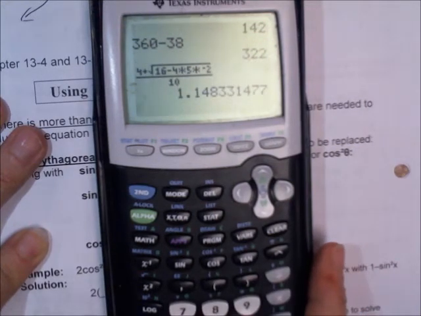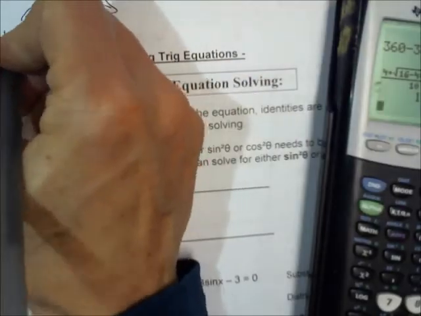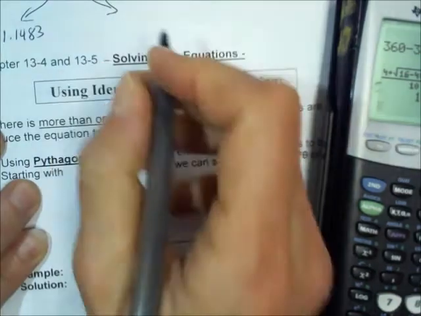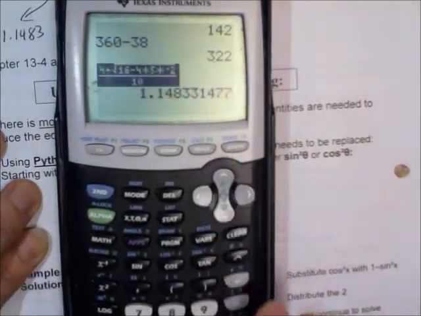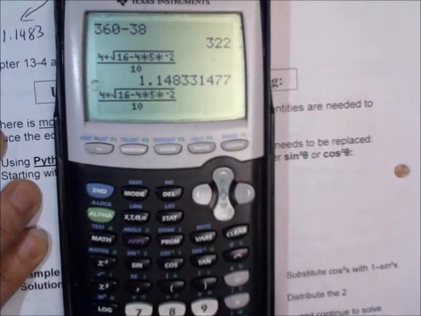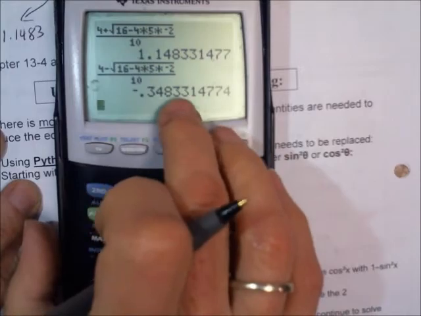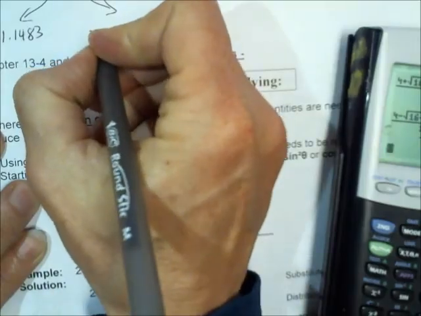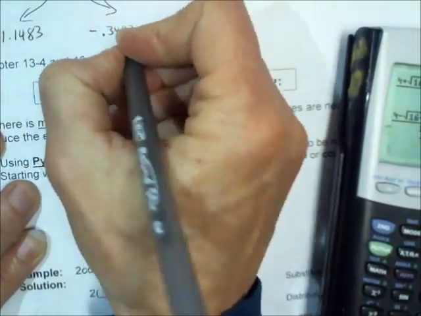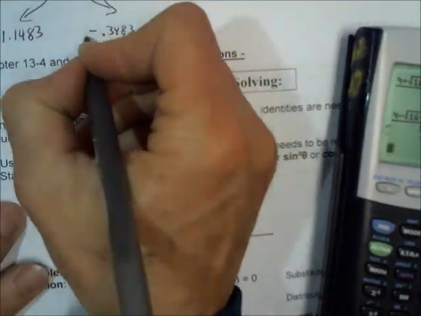So it looks like we've got 1.1483. And now we're going to put the minus in, and we get negative 0.3483. Now that is the secant of theta equaling these.